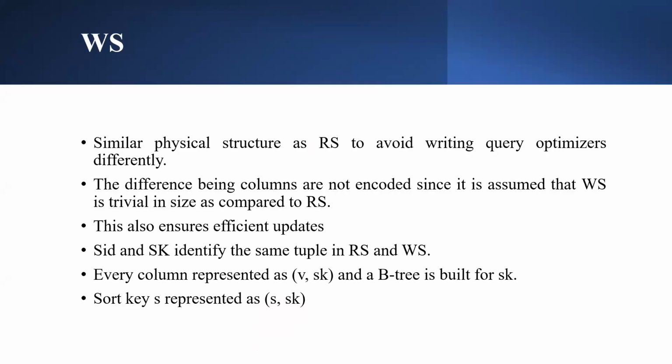Coming to WS, the writable store, it is similar to the physical structure of the read optimized store, to avoid writing query optimizers differently. The difference being columns are not encoded, since it is assumed that the WS is trivial in size when compared to the RS. It also ensures efficient updates. The sort keys are represented as the pair S comma SK, every column is represented as V comma SK, and a B-tree is built for SK.